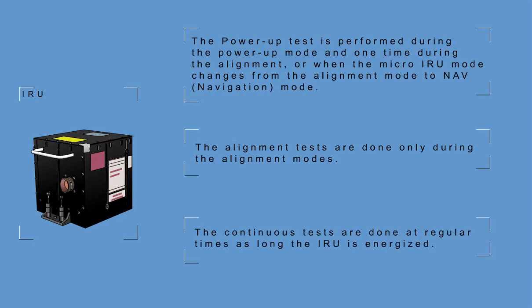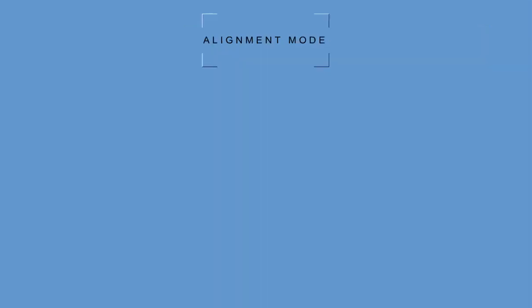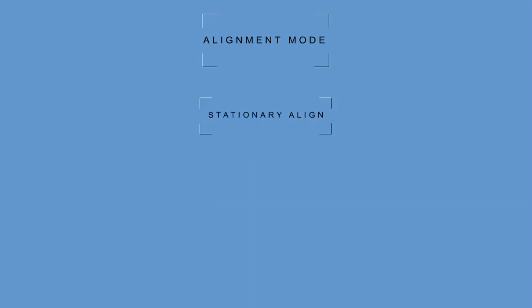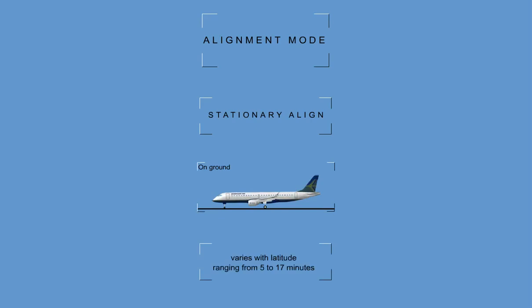Alignment mode. The micro IRU automatically selects the correct alignment mode. The two possible modes are stationary align. The stationary alignment mode is the primary method of alignment. This mode is selected when the aircraft is on the ground and not moving. The time required to complete a stationary alignment varies with latitude, ranging from 5 to 17 minutes.